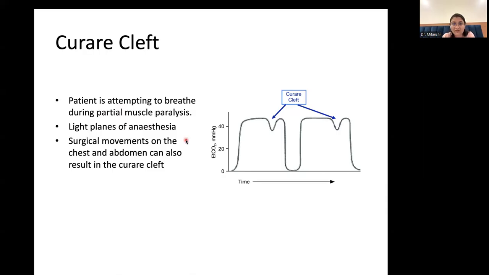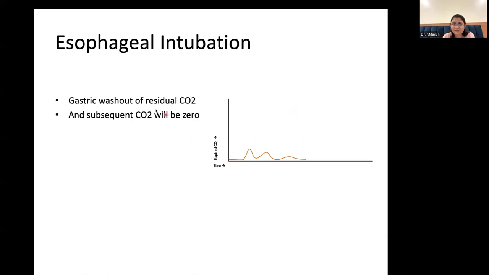This is esophageal intubation. There are some carbon dioxide levels even in our stomach. So what if my endotracheal tube has not gone into the trachea and it has gone into the esophagus? Even EtCO2 will give me a hint that it is not in the trachea. It is in the esophagus because now there is no graph, right? Slowly it has tapered down. So gastric washout of residual CO2, and subsequent CO2 will be zero.